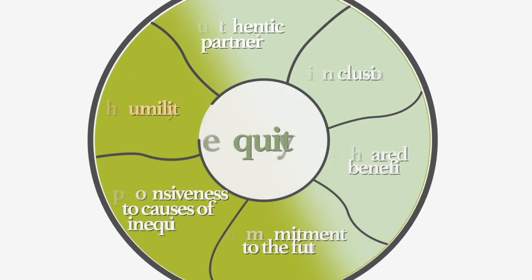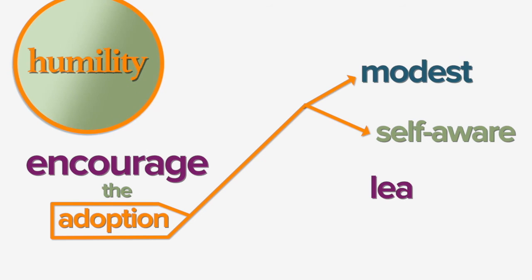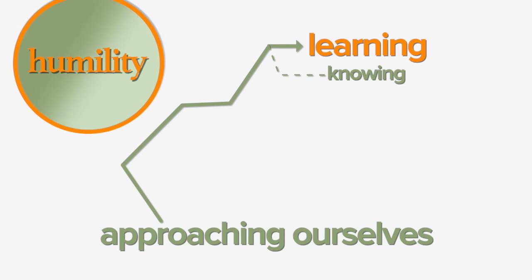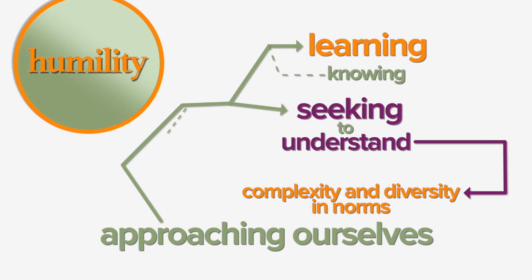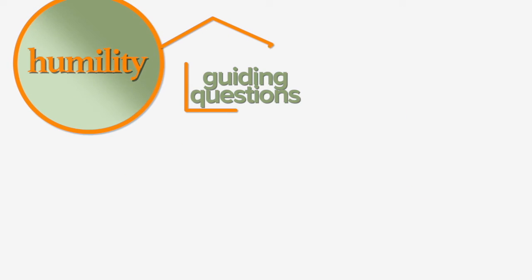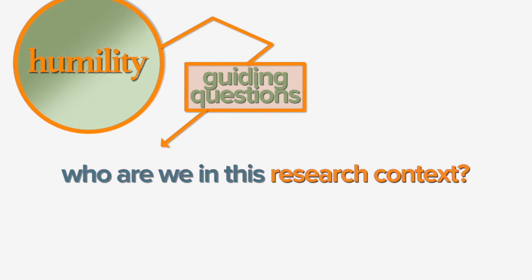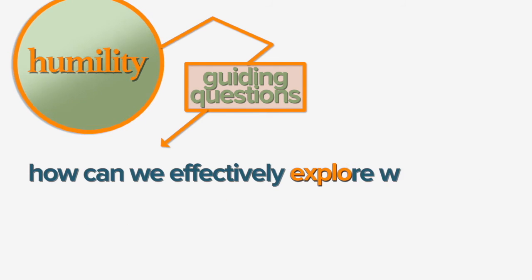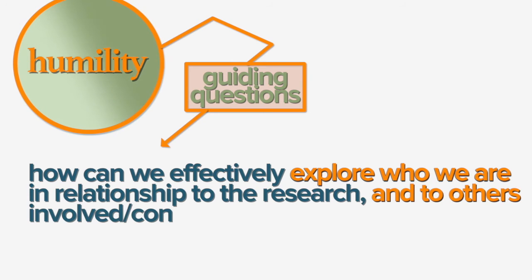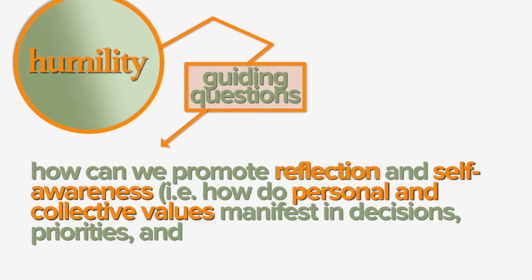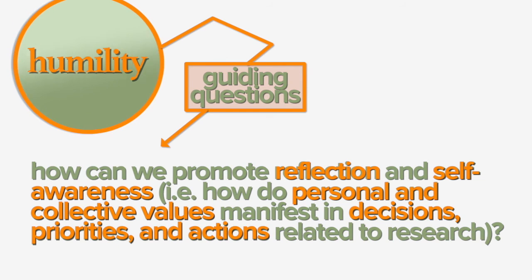The principle of humility. The principle of humility is intended to encourage the adoption of a modest, self-aware, and learning-centered stance in research. It is about approaching ourselves in a position of learning rather than knowing, of seeking to understand complexity and diversity in norms rather than inadvertently imposing our norms on others. For this principle, our reflective questions are introspective. Who are we in this research context? How are we positioning ourselves in this research in order to learn rather than to know? How can we effectively explore who we are in relationship to the research and to others involved or connected to that research? How can we promote reflection and self-awareness? That is, how do personal and collective values manifest in decisions, priorities, and actions related to research?